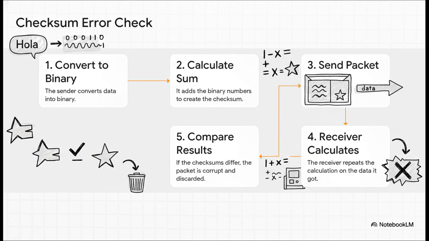Well, it's basically just math. The sender takes the data, let's use the word OLA, converts it all to binary code, and then performs a specific mathematical operation on it to generate a unique number. That's the checksum. That number gets attached to the data. When the receiver gets the packet, it runs the exact same calculation. If its number matches the one that was sent, fantastic. If not, the packet is corrupt and it just gets thrown away.